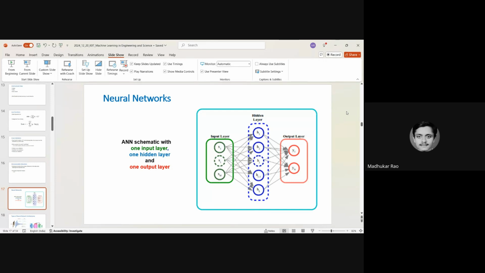On the right side, you see a picture of a typical neural network where you have your inputs, which is the input layer in green color, and it's connected to several neurons in one or more hidden layers. And then you get the output from the model, which is your yi. So your xi's are the input, it goes through hidden layers, and your output layer is the yi.